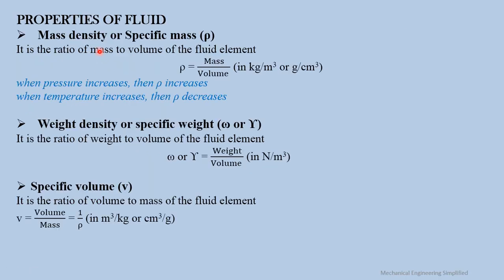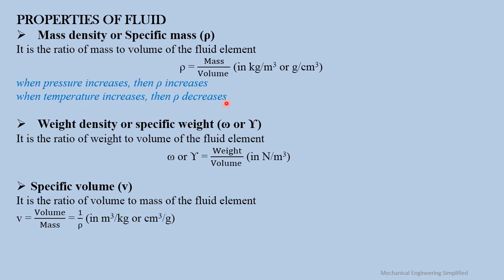Then we have some important properties of fluid. What are those? Let us see. Mass density or specific mass, denoted by rho. It is the ratio of mass to volume of the fluid element. Rho is given by mass per unit volume, and the unit is kg per meter cube or gram per centimeter cube. When pressure increases, rho increases. When temperature increases, rho decreases.